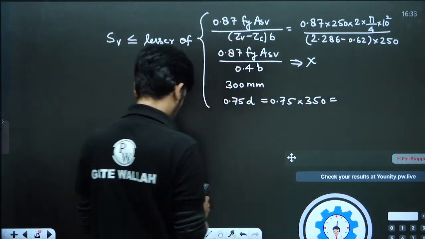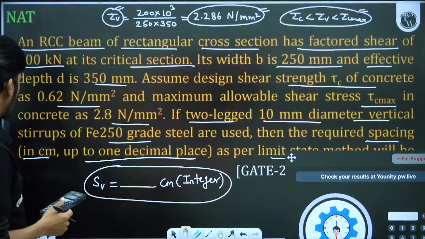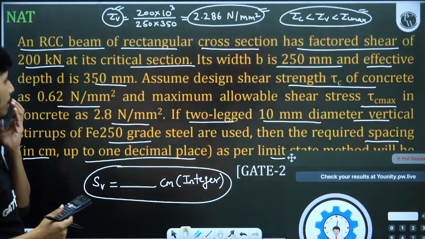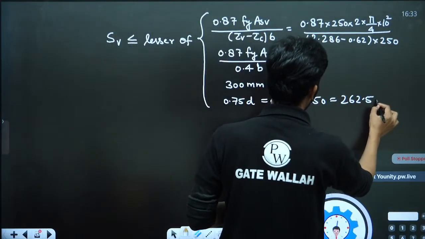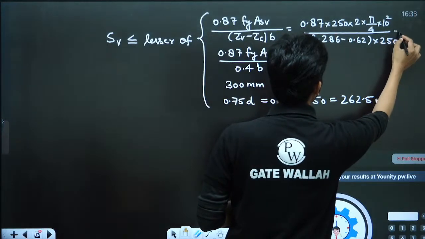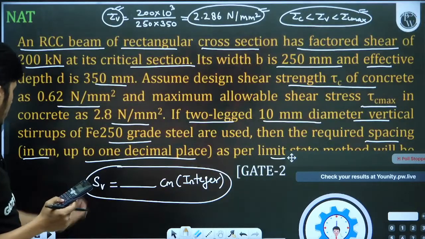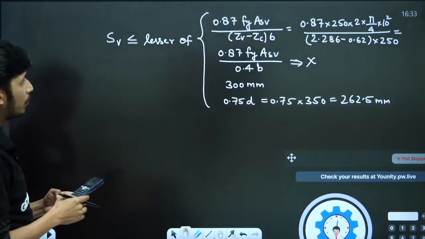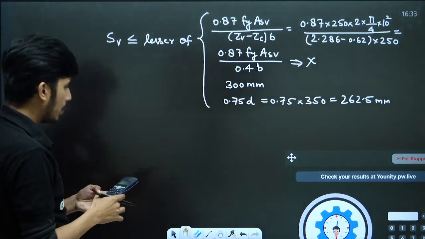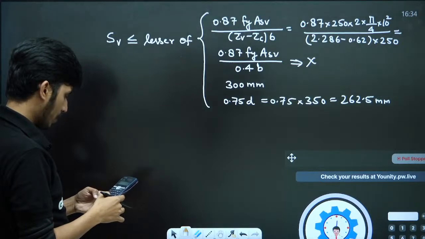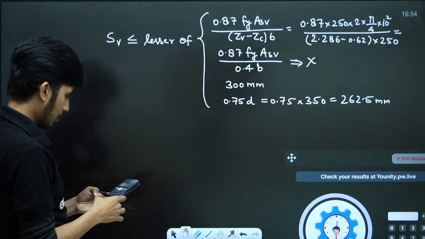So let us check. This is vertical strap, na? It is not inclined strap. Let me check. Vertical straps, yes, so that is correct. 0.75 d is 262.5. This value will be equal to how much? Let me check. Fe250 is the steel of strap, na? Yes, Fe250. So 0.87 into 250 into 2 into pi into 10 square divided by 4 divided by (2.286 minus 0.62) divided by 250.